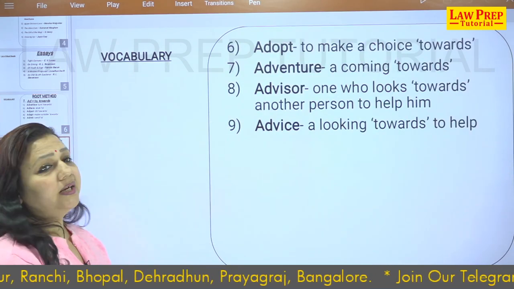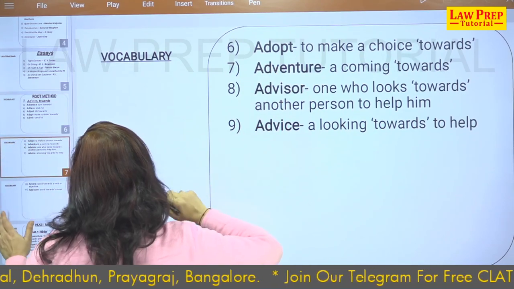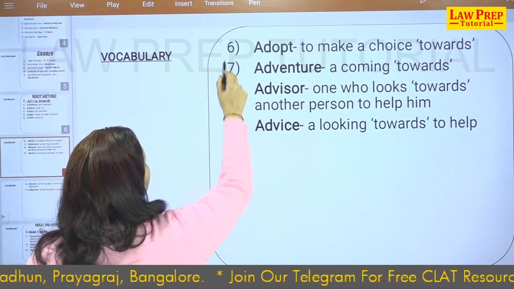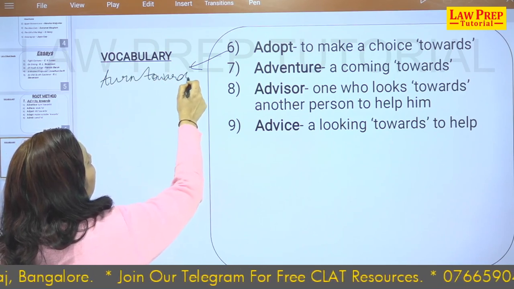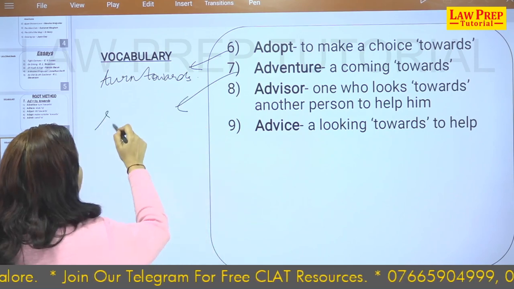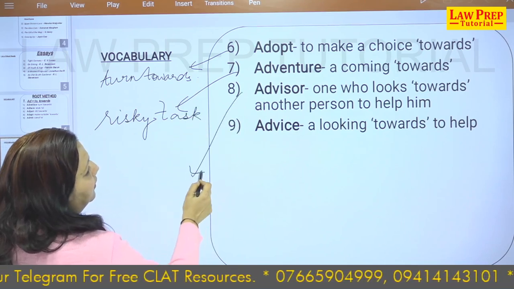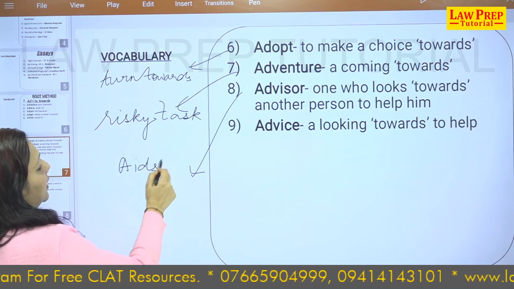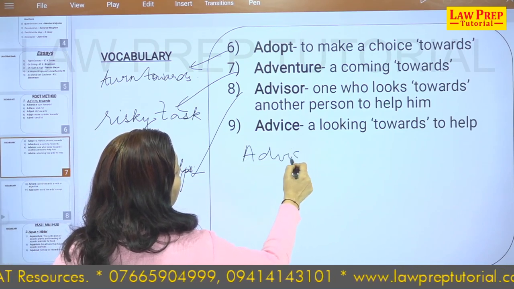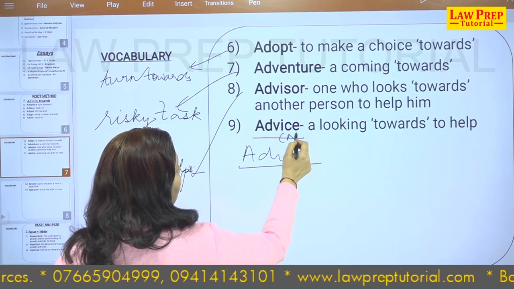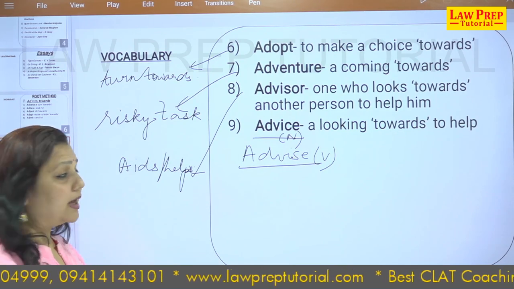Moving on to the other words related to AD, that is move to or towards. Adopt, you have to adopt various things. So, adopt means to make a choice towards, turn towards, in fact, we could say. Very simple, adventure is a risky task, a kind of an enterprise, right? Advisor is one who looks forward to another person to help him and kind of aids you, helps you. And advice, see the difference between advise, V-I-S-E, and advice, C-E. This is a noun and this is a verb. So, if you get a question like this, grammar goes hand in hand with this kind of vocabulary section.